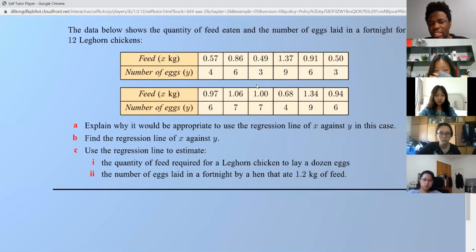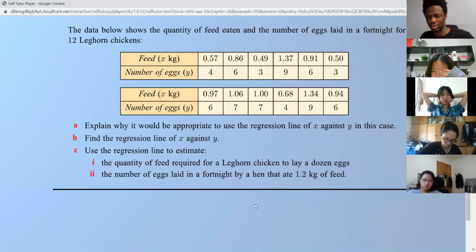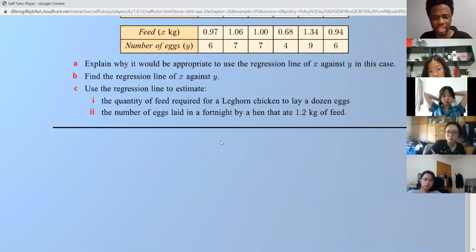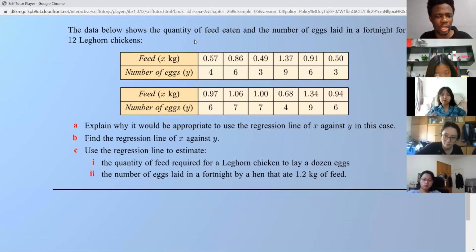To find this regression line X against Y, or Y against X, is not difficult. I just have to change something in your calculator. I'll tell you in a bit, but I need you to understand the background. That's the whole point of this explanation. Understand? Okay, so let's play this. Let me make sure I'm sharing my audio.